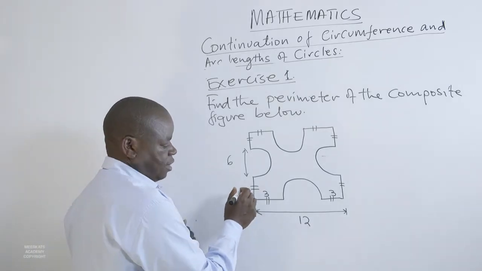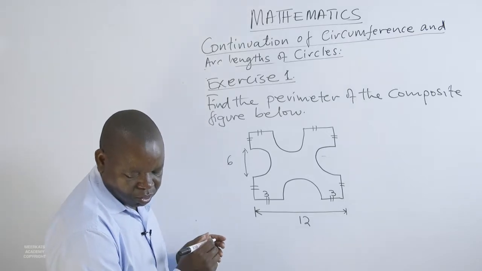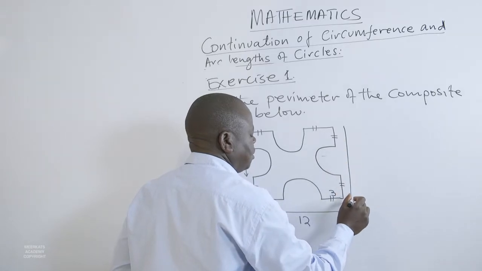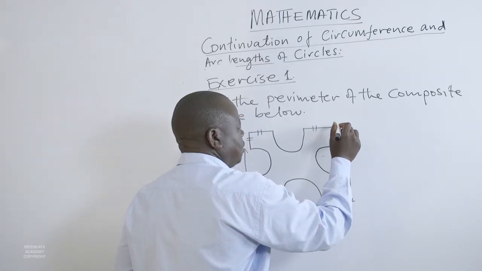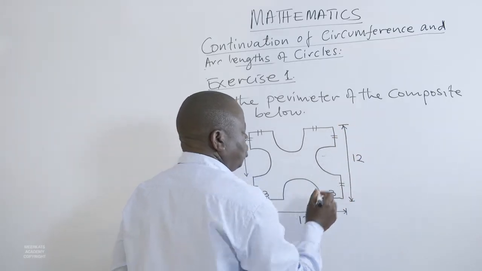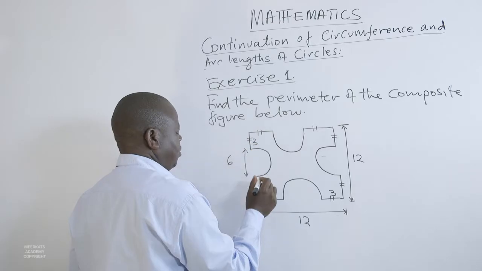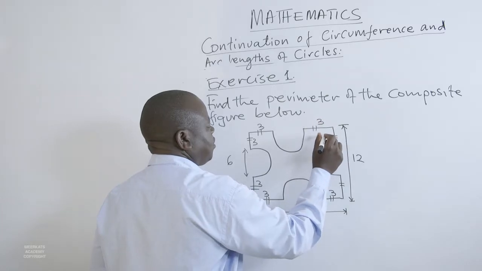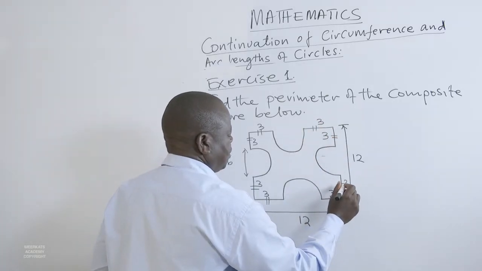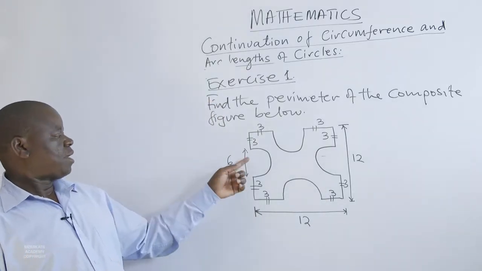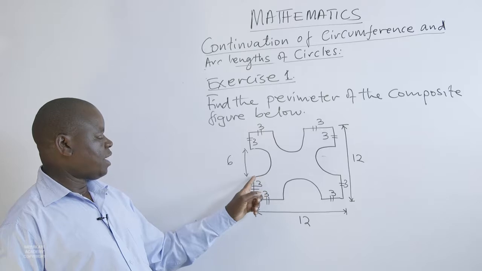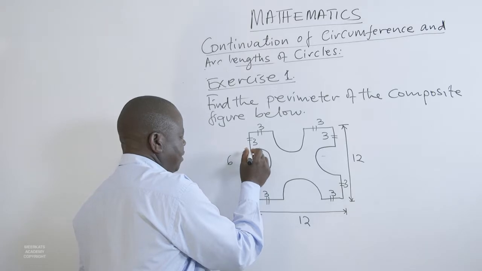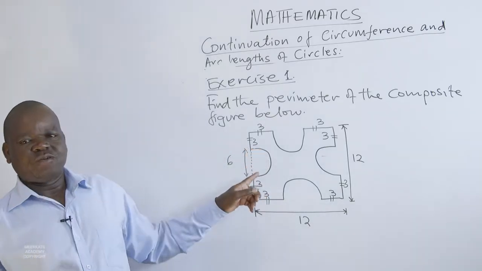Similarly, this one we are also given as 12, meaning that this is also 3, this is 3, this one will be 3, 3, 3, and this is 3. So you can see the only remaining length that we don't know is this one here. And this one will be calculated. If you look at this one, it forms a semicircle.